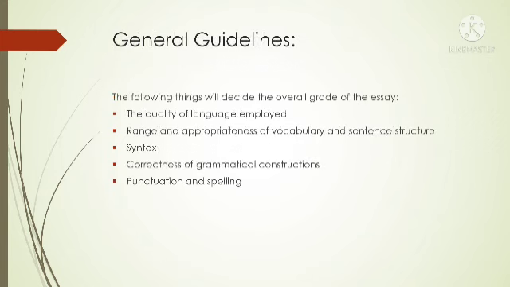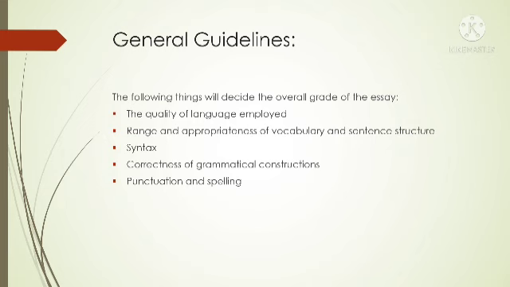The following things will decide the overall grade of the essay. Now we have learned how to write an argumentative essay. You have to take a clear stand. You have to gather 8 to 10 valid points. Your argument should be logical, and it is better if you don't use first person narration. You should not use I or we, unless the question demands you to write so.